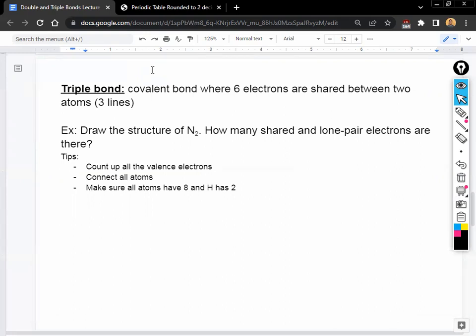So if you guys think you could try N2 on your own, go ahead and try it out. But I'm going to give everybody a little bit more time to copy down the triple bond definition, and then I'll start going over the picture for N2, okay?